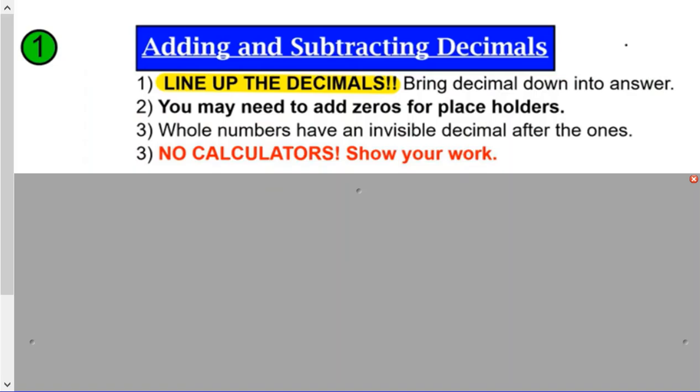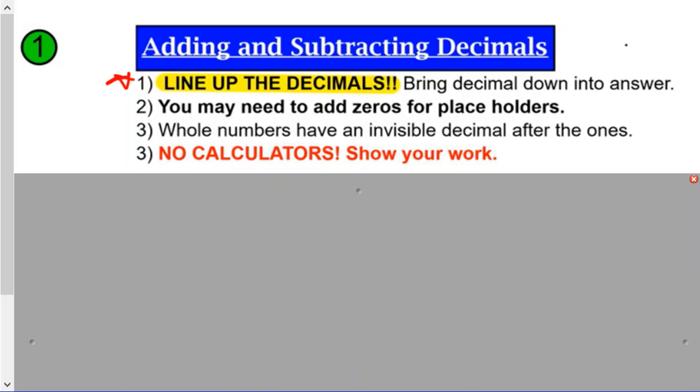Alright, first thing that we're going to be writing down in your notes is the rules that we need to follow when we are adding and subtracting decimals. The most important thing that you need to remember when you are adding and subtracting decimals is to line up the decimals. Make sure that you bring the decimal point down into your answer when you're doing your computation. And depending on the problem, you may need to use zeros as placeholders. And remember, when we use zeros as placeholders, it does not change the value of the number.